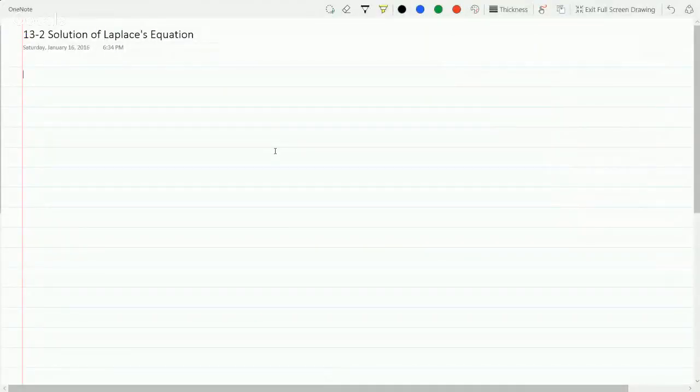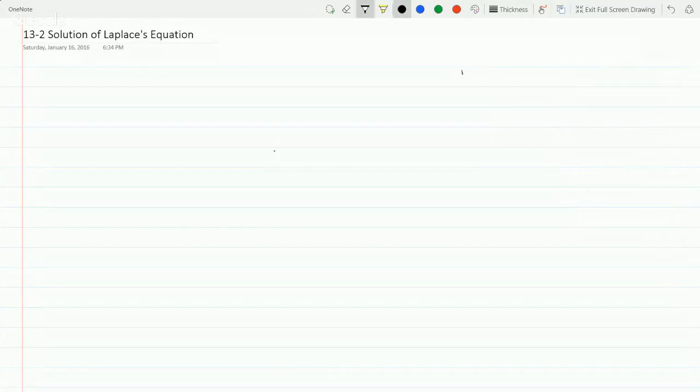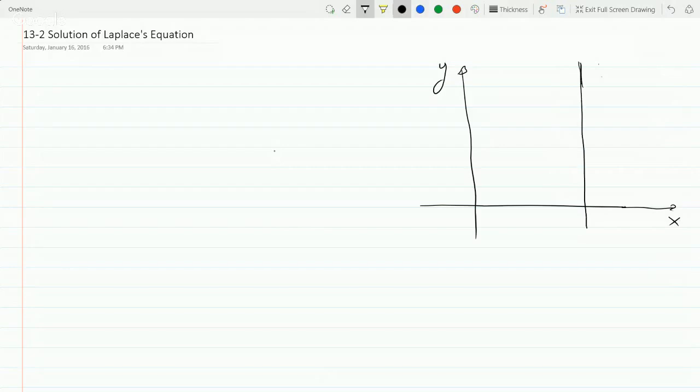Okay, so the plate looks like this. So this is a two-dimensional problem, as you can see, right? So the plate width is 10 centimeters. So the distance here is 10.